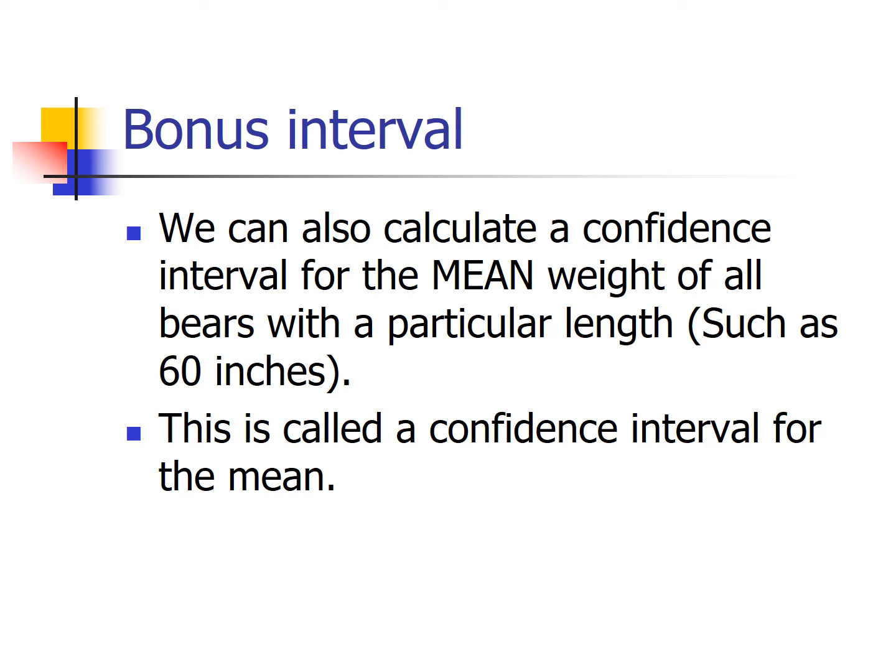However, if I wanted to look at it kind of like a slice, like a subgroup or a subdemographic, instead of all bears, what if I only focused on bears with a length of 60? There's still lots of such bears, right? Thousands and thousands and thousands of bears whose length is 60 inches. Some of them are hefty, some of them are scrawny, but we could ask the question, of all the 60-inch bears, what's their mean weight? What's the average weight for all bears with 60 inches? This is called a confidence interval for the mean.